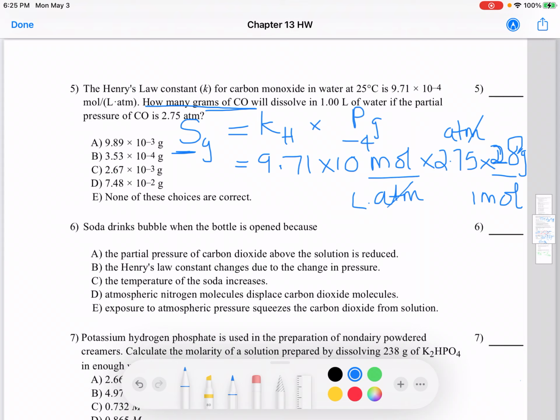Soda drinks bubble when the bottle is opened. Have you thought about the reason why it happens? You all drink sodas, right? When you open it up, it bubbles. What is the reason? Is it the partial pressure of carbon dioxide above the solution is reduced?